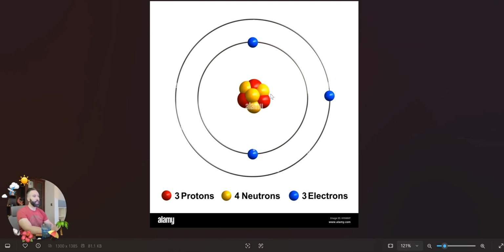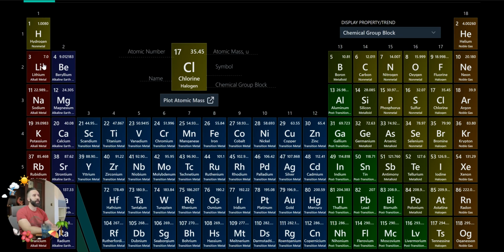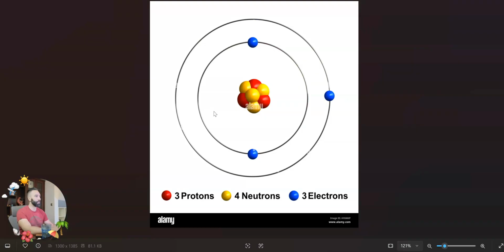So take a look at this. This is the atom of lithium. It's got 7 nucleons, which means 4 neutrons and 3 protons. The protons are red. Remember, each proton is positive, and the electrons are blue and they're negative. And remember, the electronic configuration of lithium is 1s2.